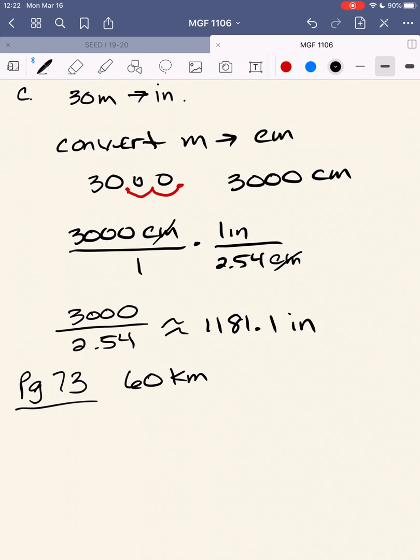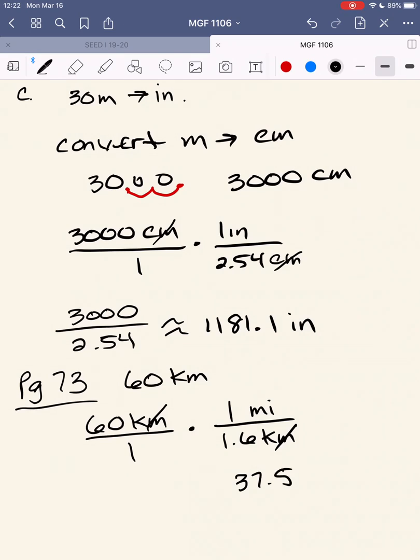I do have a conversion for kilometers and miles. So I put my 60 kilometers over 1. And I want miles. For 1 mile, I have 1.6 kilometers. My kilometers cancel, and I end up with 37.5. They want it in miles per hour, so make sure you have your miles per hour, or MI over hour.